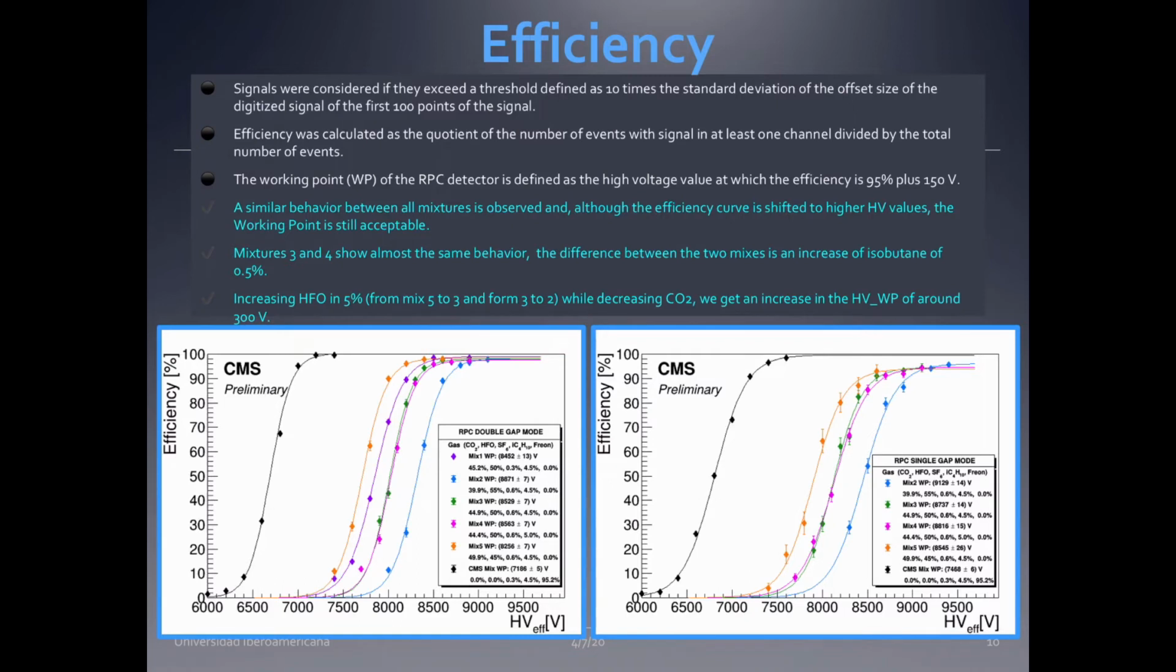In the plots, we can observe a similar behavior for all mixtures, although the efficiency curve is shifted to higher high voltage values. In both single and double gap mounts, the working point is still acceptable. Mixture 3 and 4 show almost the same behavior. The difference is an increase of isobutane of 0.5%. On the other hand, increasing HFO in 5% from mixture 5 to 3 and from 3 to 2, we get an increase of the high voltage working point around 300 volts.